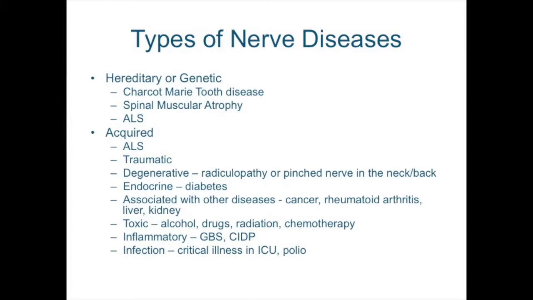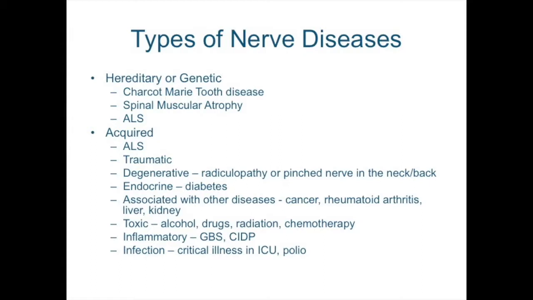In terms of the acquired types of nerve diseases, we can also divide them up into the different underlying causes. So there can be traumatic causes from an accident, whether it's a local injury to a specific nerve, like a knife wound or a gunshot wound, or whether it's a stretch injury, for example, in, say, a car accident or a motorcycle accident, where the nerves are stretched that go to the arm, depending on how the injury occurred. And then there's degenerative causes like osteoarthritis or a degenerated disc that's pinching on a nerve coming out from the neck or the back.